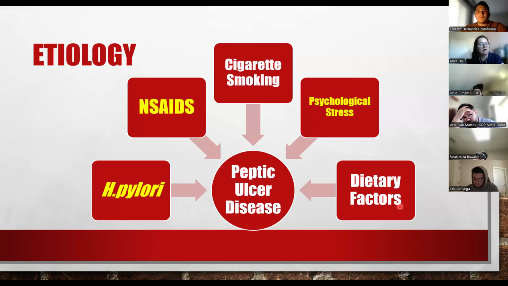What is something that somebody can consume that you would think could lead to peptic ulcer disease? Alcohol. Yeah, alcohol being a major risk factor for peptic ulcer disease. Right.